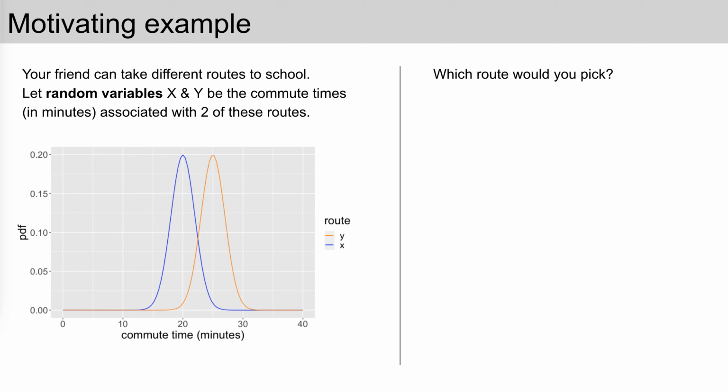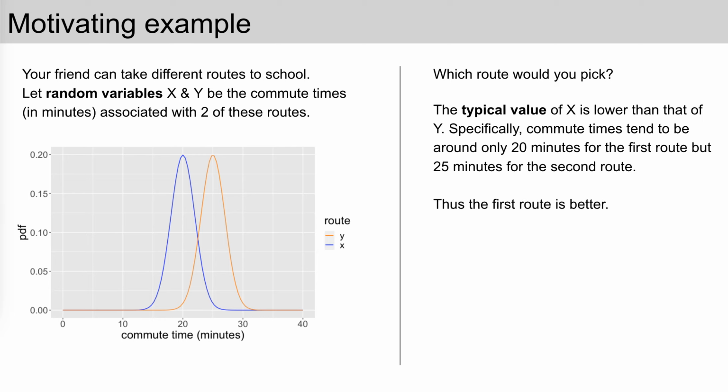Though these two PDFs have the same exact shape, there's one important difference. The typical value of x is lower than that of y. Specifically, commute times tend to be around only 20 minutes for the first route, but 25 minutes for the second. Thus, the first route is better.